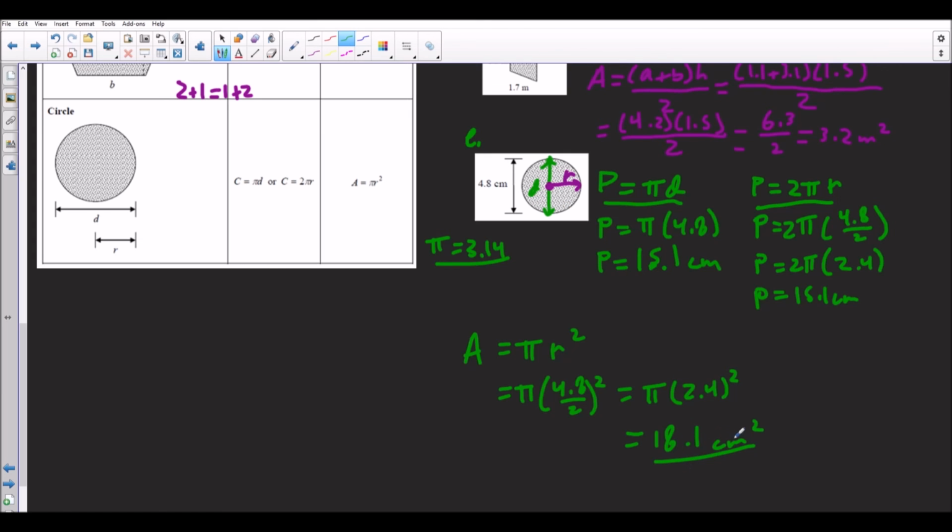So that's how many square centimeter blocks would fit inside this circle. I can't emphasize that enough. This actually means, and that's why we put the units, that there's 18.1 centimeter square blocks that would fit inside this circle.